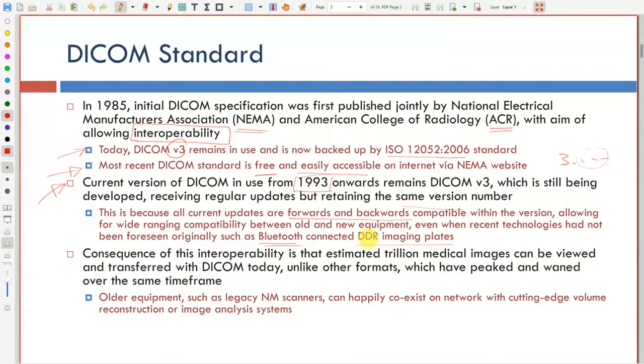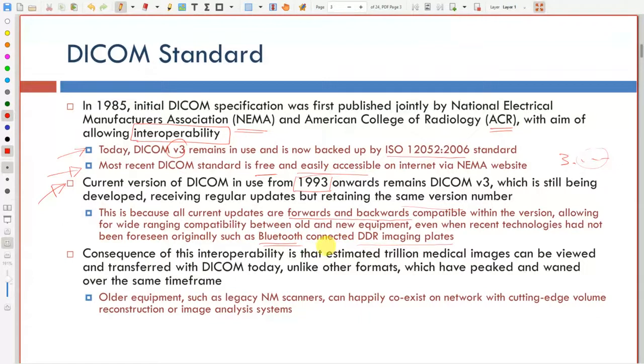Okay, and it doesn't have to worry you, because it's an added standard here. If you have Bluetooth, then the Bluetooth part of the standard would apply to that. But in the end, the data that you will have in your DICOM format will be compatible with any system that was introduced before Bluetooth was introduced. Okay, so this is very important.